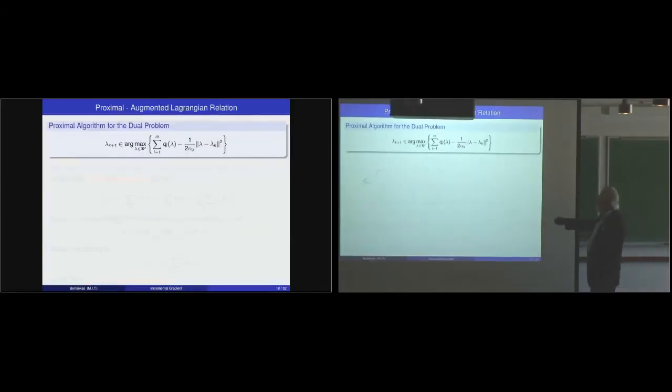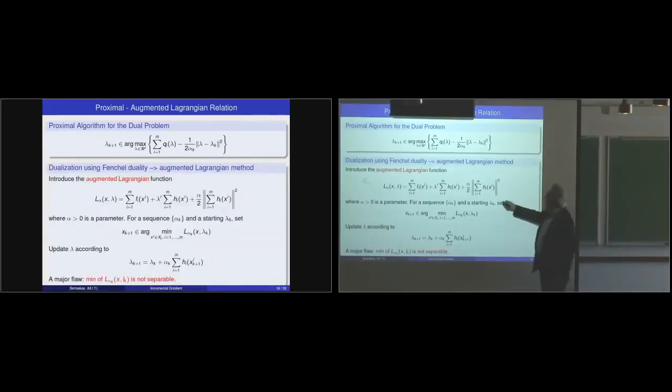Okay. So here's my dual problem. It involves the sum of these dual functions. You are at a certain point lambda k. You center your regularization term at this lambda k, and you maximize. Here we have maximization because the dual problem is a maximizing problem. So we switch to maximization.